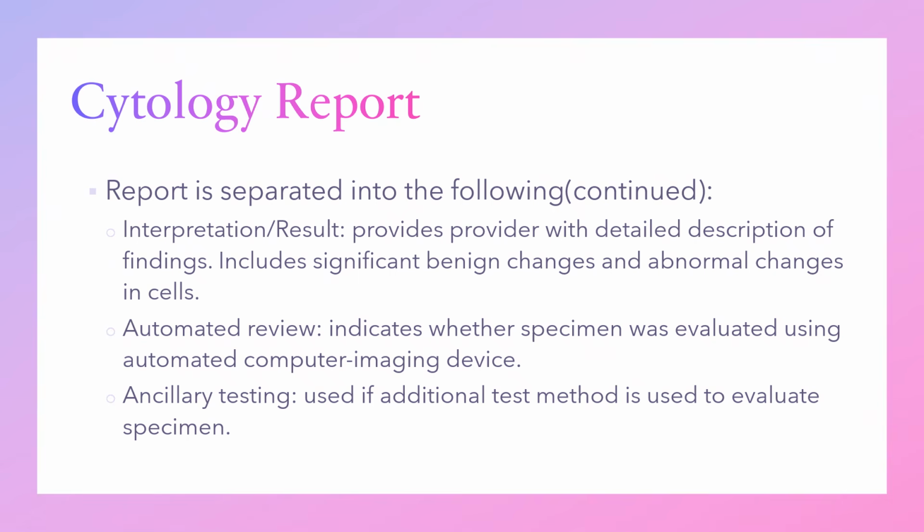This provides the provider with a detailed description of the findings. It includes significant benign changes and abnormal changes in the cells. Then we have automated review, which indicates whether the specimen was evaluated using automated computer imaging device. And then lastly, we have ancillary testing, which is used if additional test methods were used to evaluate the specimen.